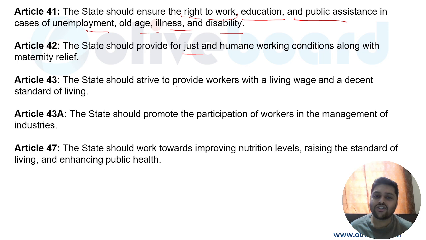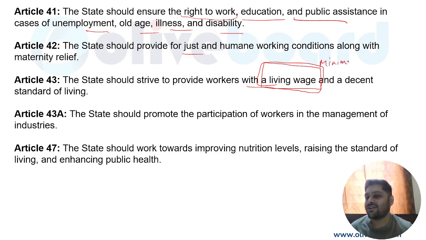The state should strive to provide workers with a living wage. See, there is no minimum wage in the constitution. If you ask, sir, what is a minimum wage? No, it is a living wage and a decent standard of living. Can I sue the government in the court for not giving a living wage? No, because they are not justiciable. They are enabling DPSPs. Okay.